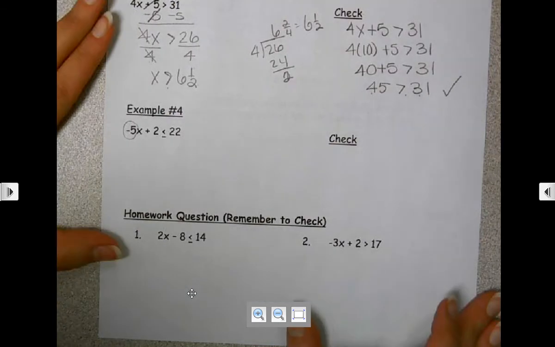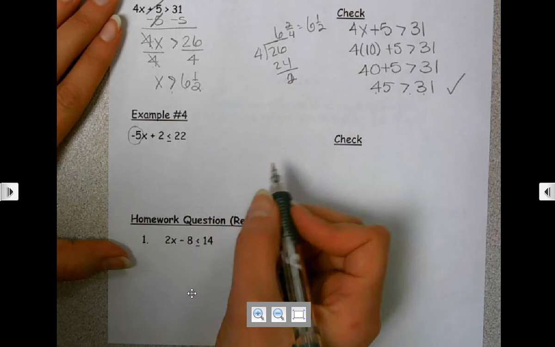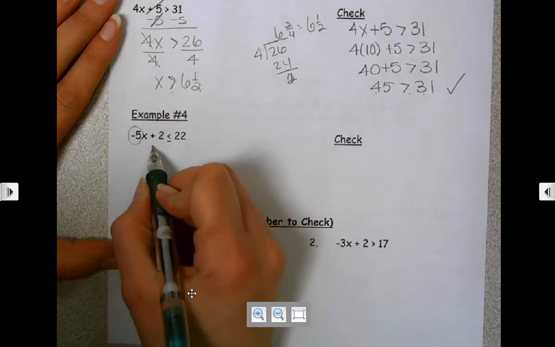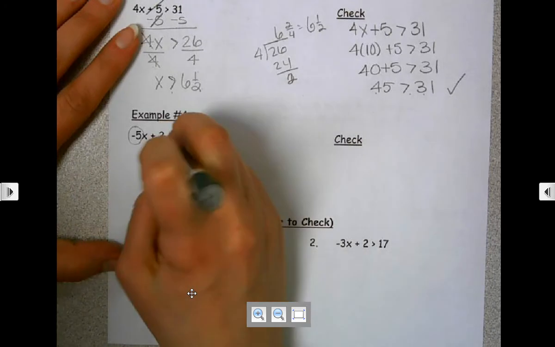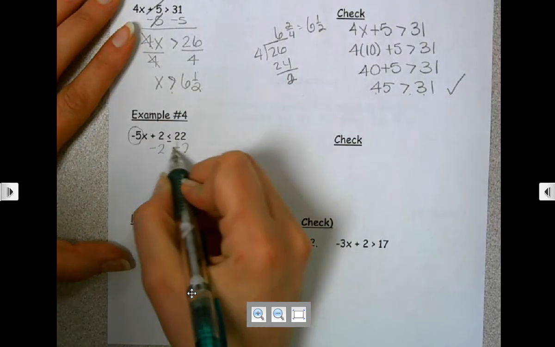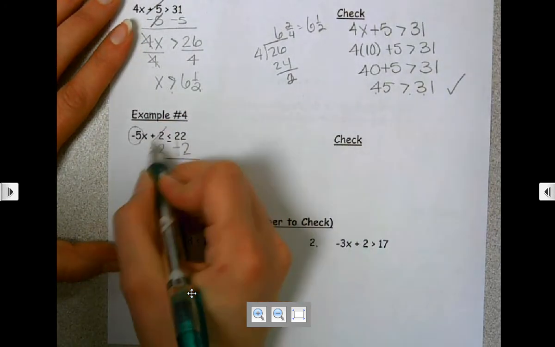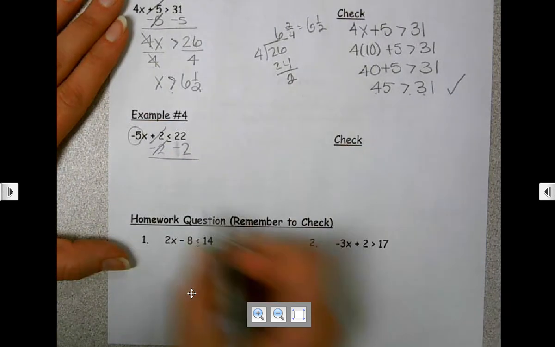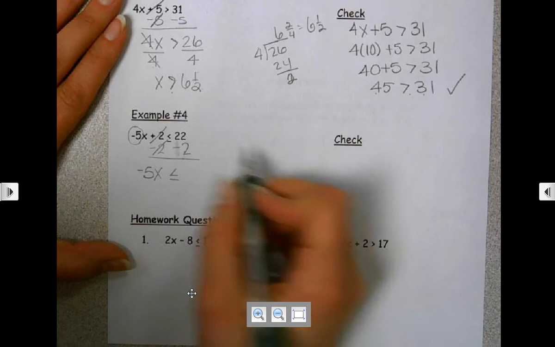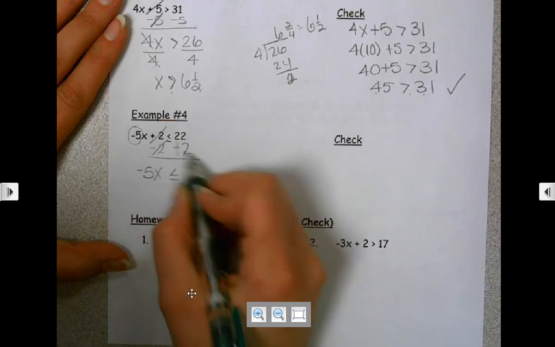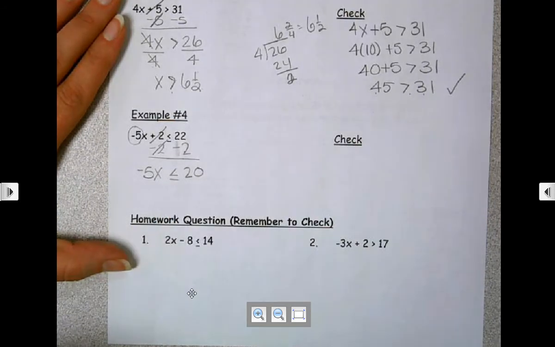Okay, hopefully you paused the video. The first step that we are going to do is the inverse operation of adding 2. So we're, oops, look at that, made a mistake. So we're going to subtract 2 from both sides. Positive 2, negative 2 cancel out. We bring down -5x less than or equal to 22 minus 2 is 20.